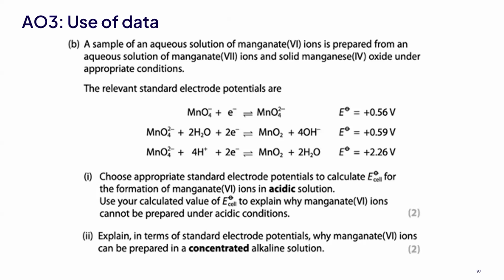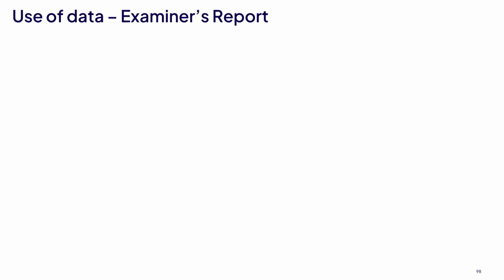You're given some standard electrode potentials and you're asked to choose from them to calculate E0 cell for the formation of manganate(VI) ions in solution, and use the calculated value of E0 cell to explain why the manganate(VI) ions cannot be prepared under acidic conditions. And then part 2: explain in terms of standard electrode potentials why manganate(VI) ions can be prepared in a concentrated alkaline solution. So, use of data. Here's the examiner's report on this one, which is quite interesting.